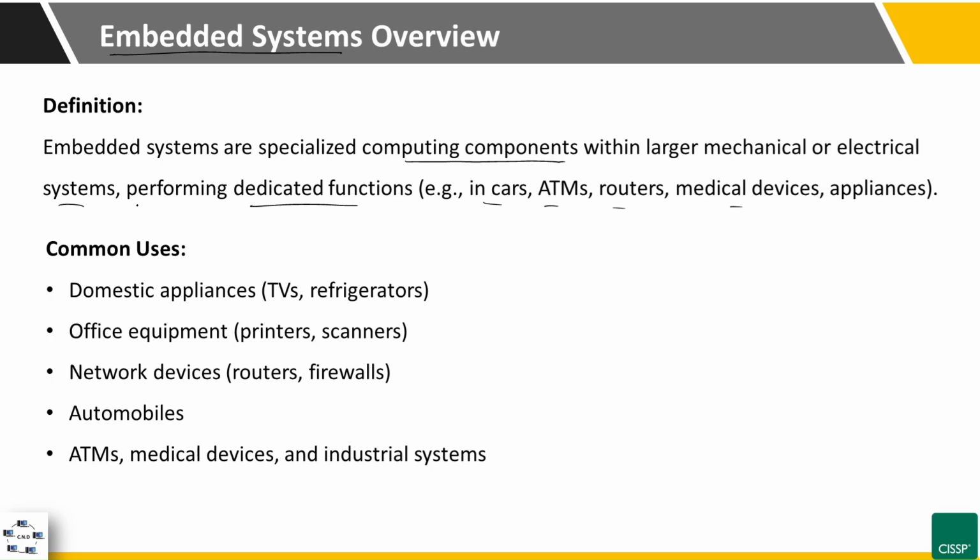Common uses of embedded systems include domestic appliances such as TVs, refrigerators, washing machines, office equipment such as printers, scanners, network devices such as routers, firewalls, automobiles, ATMs, medical devices, and industrial systems.